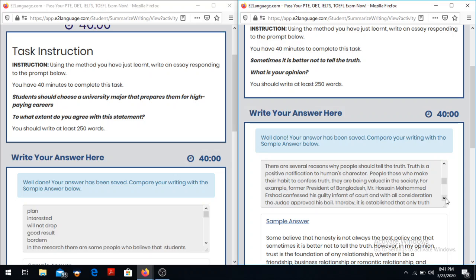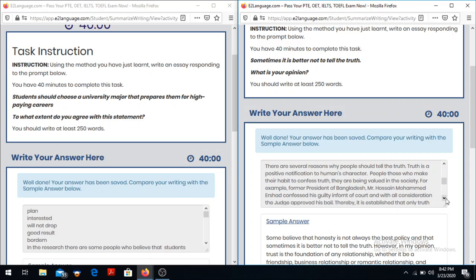Truth is a positive contribution to humans' character. Those who make it a habit to confess the truth are valued in society. So that is the main point: people are valued in society if you tell the truth. So that is my paragraph 1.